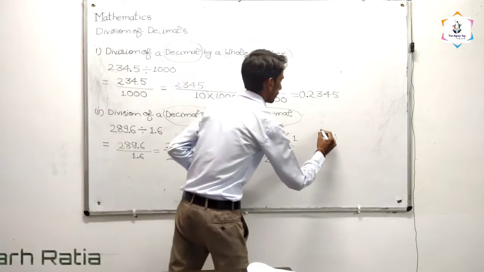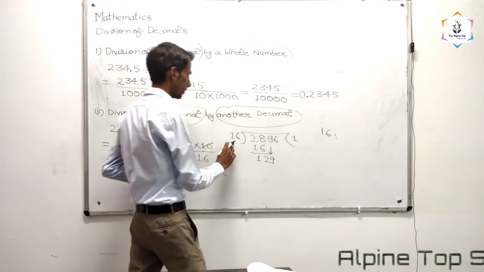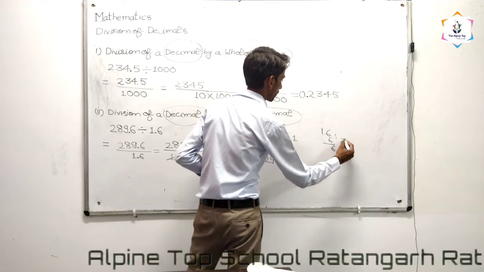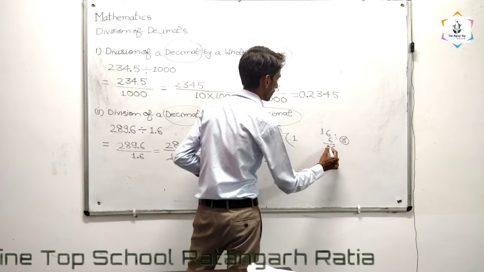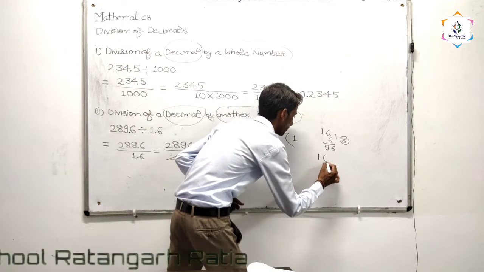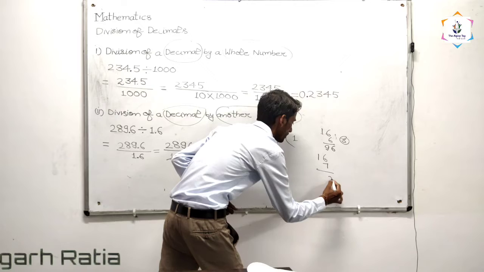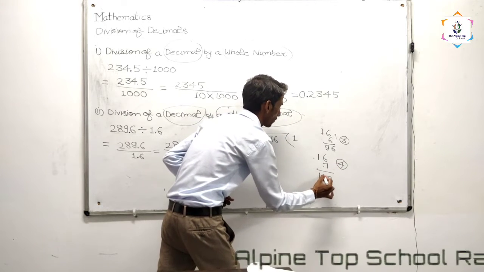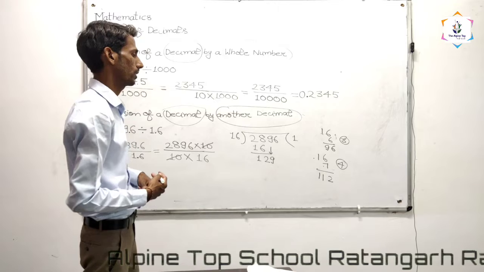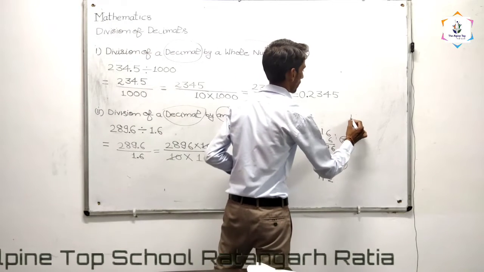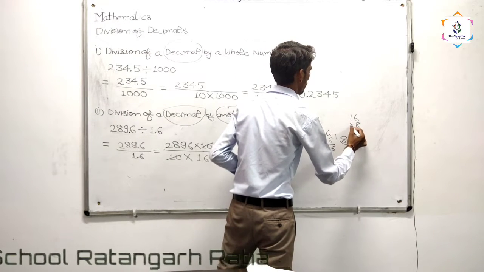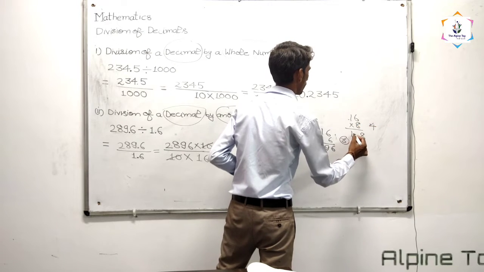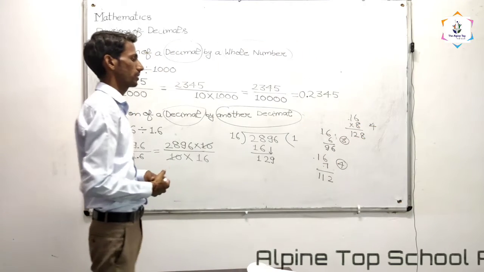Just go in rough. 16 multiplied by 6: 6 6s are 36, 3 is carry, 6 1s are 6 and 3 is 9. Check on the next number. 7 6s are 42, 4 is carry. 7 1s are 7 and 4 is 11, 112. Check on 8: 8 6s are 48, 4 carry, 8 1s are 8 and 4 is 12, 128.